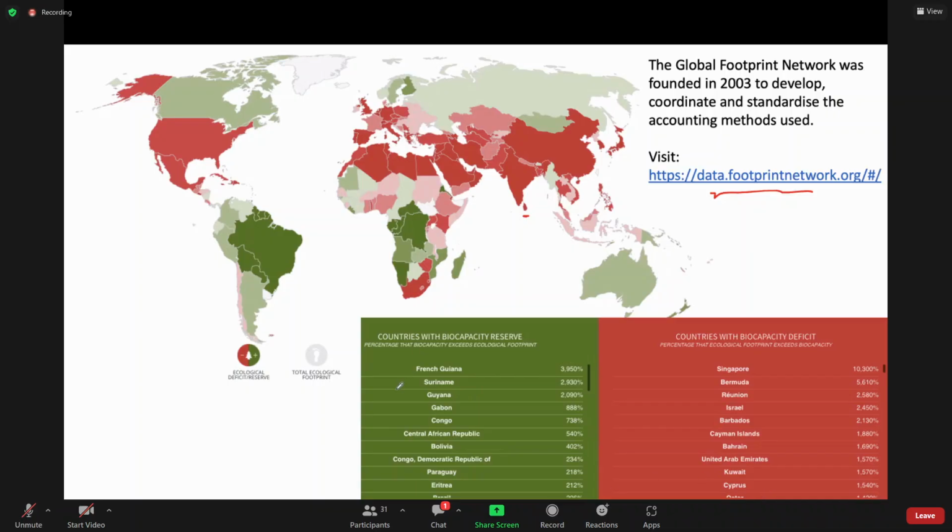Then there are other countries with a biocapacity reserve, where their consumption is actually lower than the resources they have, countries like Central African Republic, Congo.